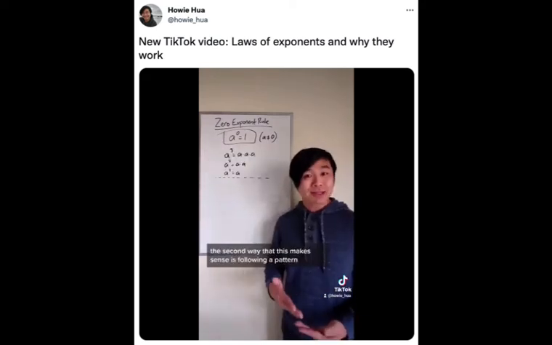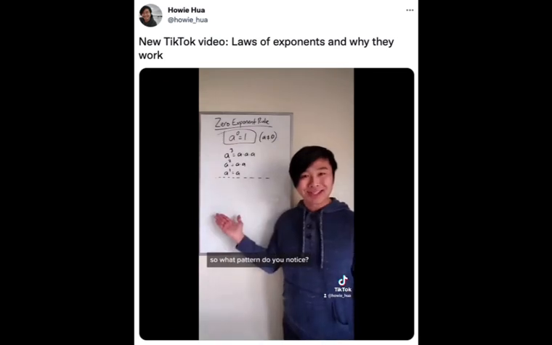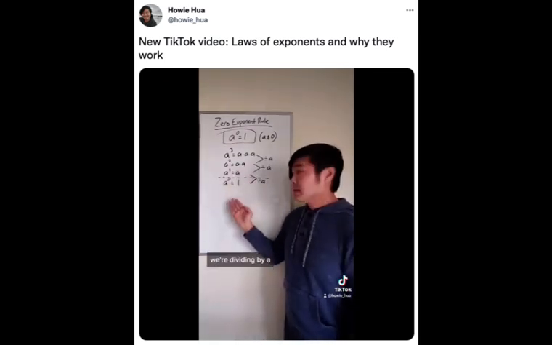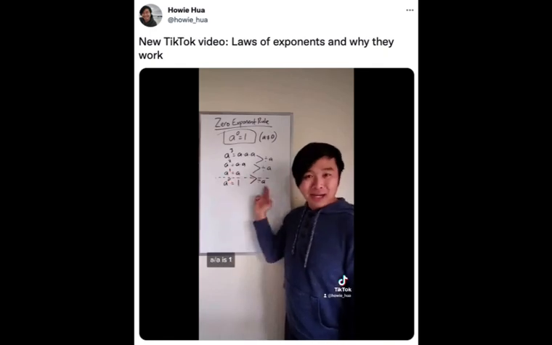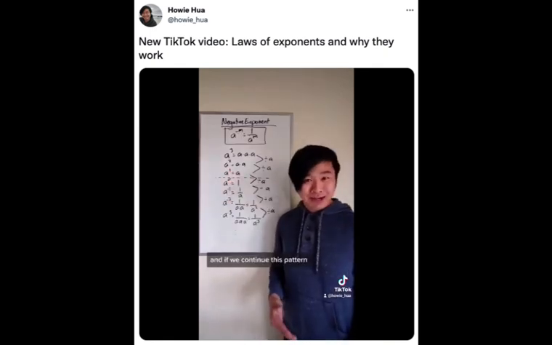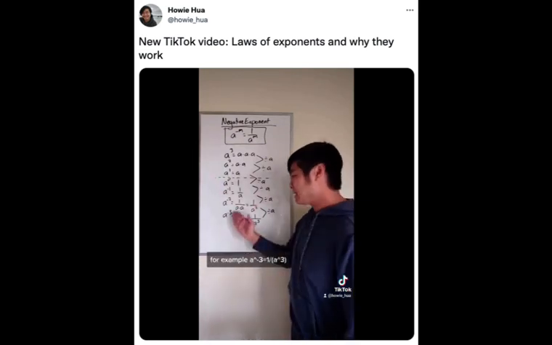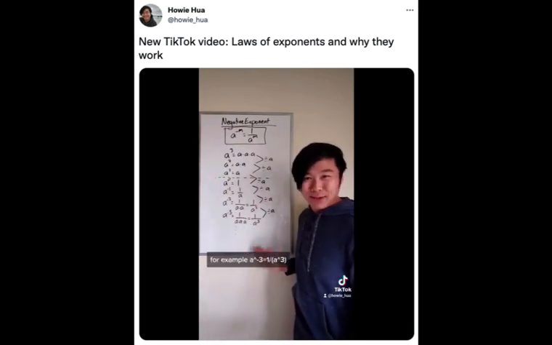The second way that this makes sense is following a pattern. So what pattern do you notice? We see that as we're decreasing the exponent by 1, we're dividing by a. So 1 minus 1 is 0, a divided by a is 1. And if we continue this pattern, it helps explain why the negative exponent rule makes sense. For example, a to the negative 3 is equal to 1 over a cubed.